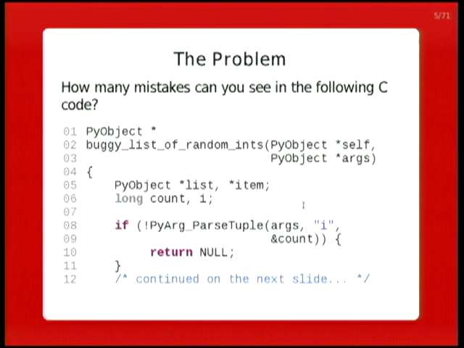So let's create a new Python method in C. We'll call it buggy list of random integers, although they'll actually be random longs because this is Python 3, but you'll see that in the next slide. We declare it. It takes self and some args. It returns another PyObject star. We declare some variables, some temporaries, and a long, count, and an i value.